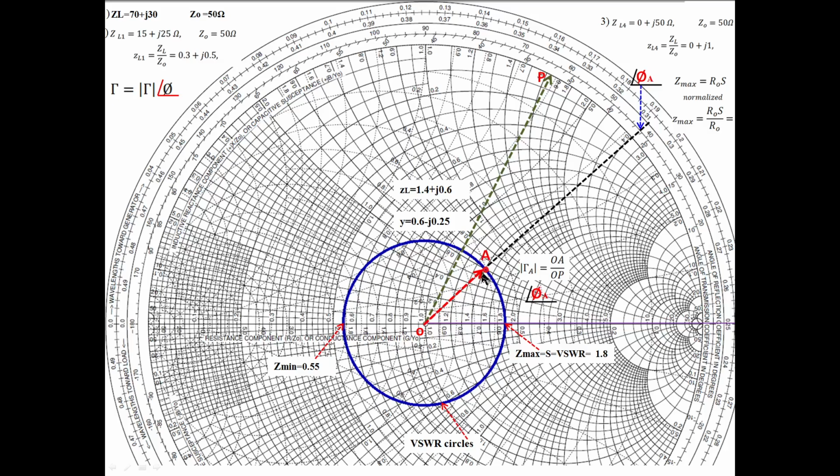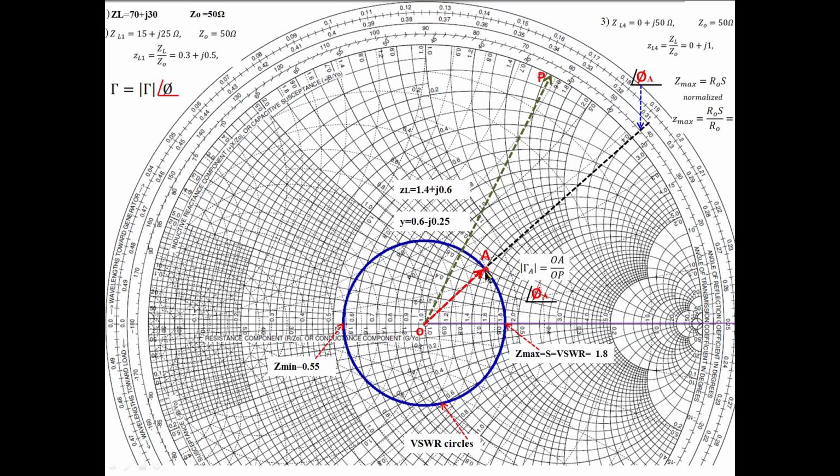This arrow, whichever red color I have shown, is OP. The load point is ZL, 1.4, 0.6, the intersection of the 1.4 resistance circle and the 0.6 reactance circle. So 1.4 is the resistance value and the reactance value is 0.6. That intersection is our load point. OP is the distance from the center of the Smith chart to the load point.